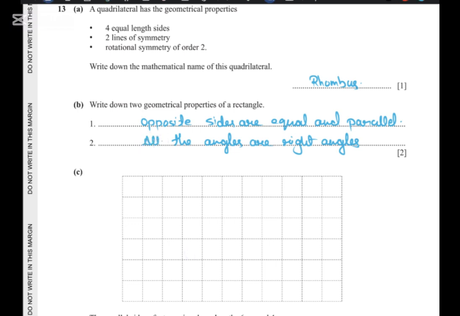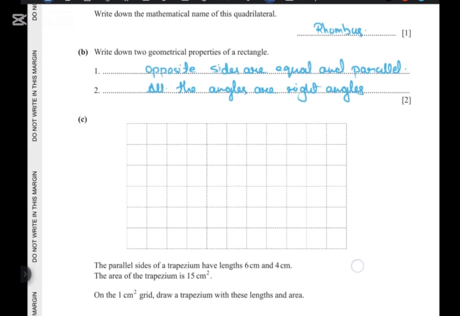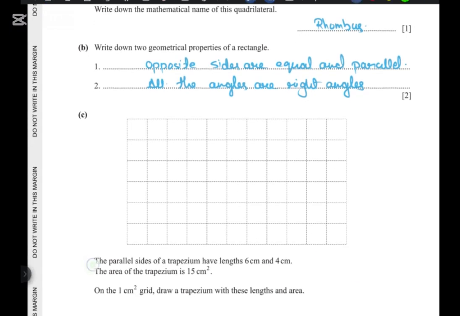Question number C. There is a grid given here, and the question says the parallel sides of a trapezium have length 6 centimeters and 4 centimeters. The area of the trapezium is 15 centimeters square. On the 1 centimeter square grid, draw a trapezium with these lengths and area. Now in the question they have given us the length of the parallel sides, but we should also know one more measurement, that is height, which is not given. So using this area we will find out that height.